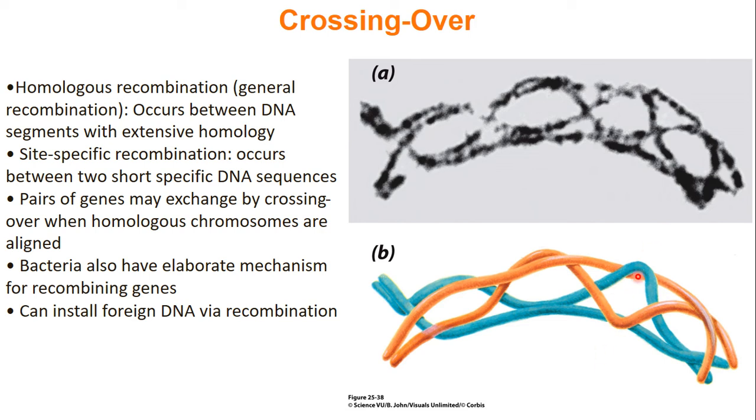We have two chromosomes, orange and blue, and you can see that we are exchanging DNA, with crossover events happening right here. Now, this representation can only happen in organisms that have multiple chromosomes. Bacteria just have one copy of circular DNA, so they really can't do this, but they have their own mechanism for recombining genes. It is also possible, if we have a foreign gene in otherwise homologous DNA, that this foreign DNA can be installed into the genome as well.